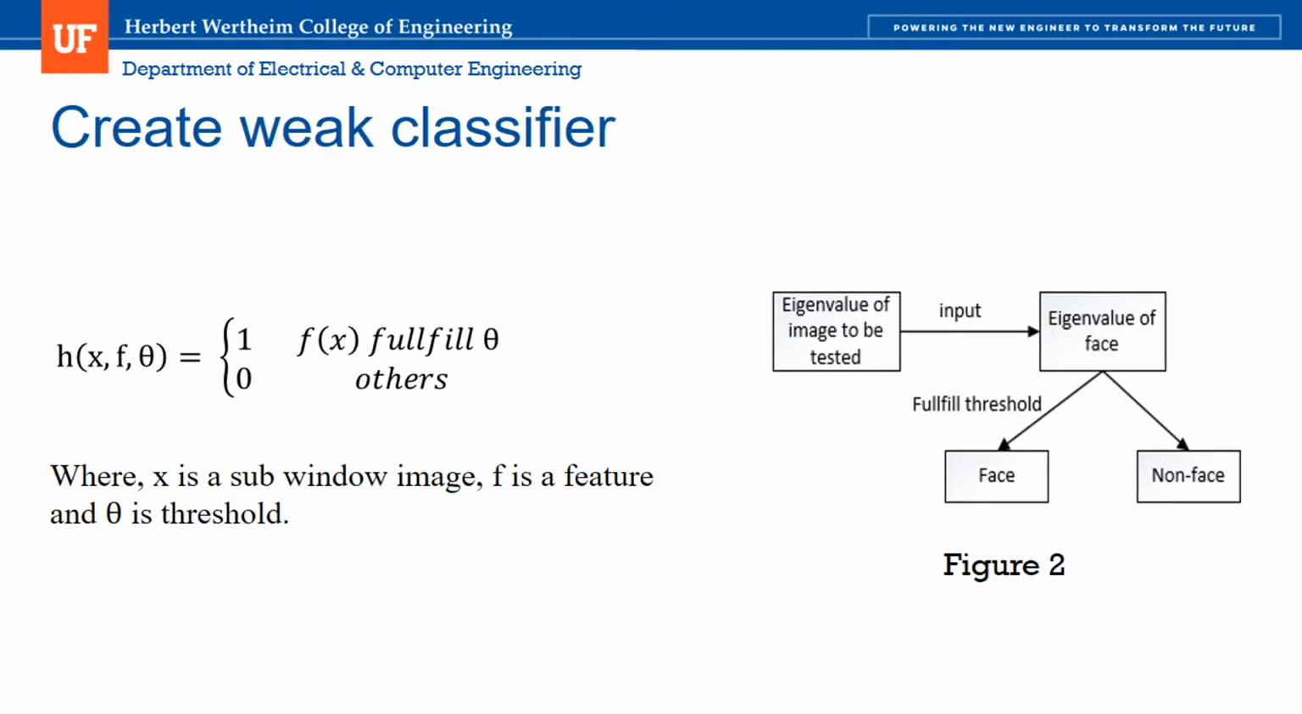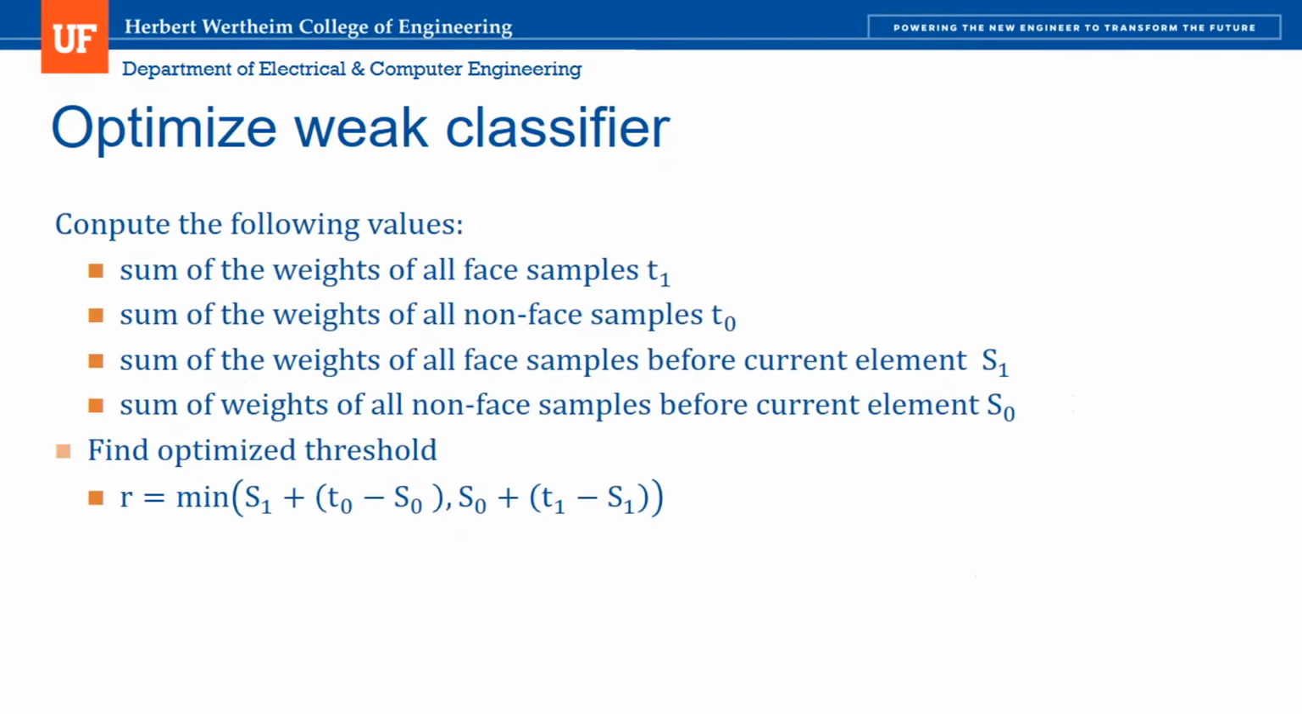A weak classifier is a simple one that can tell the difference between face and non-face. After calculate the face eigenvalues, we can generate simple weak classifiers like shown in this page. For a sub-window image, if the calculated eigenvalue of the test images fulfill the threshold, the classifier will give its face judgment. If not, it will give a non-face judgment. But this kind of classifier may be too simple to get a good performance. Therefore, we need to upgrade the classifier step by step to improve the performance.